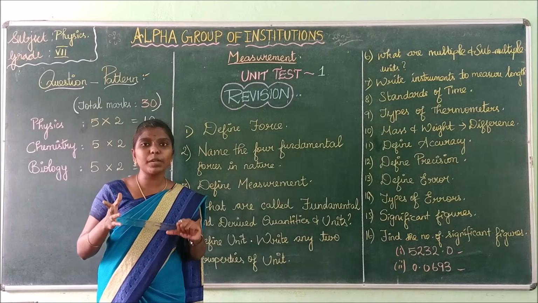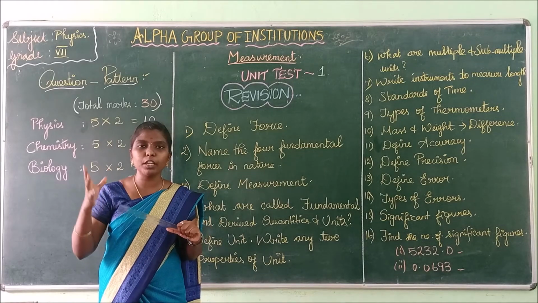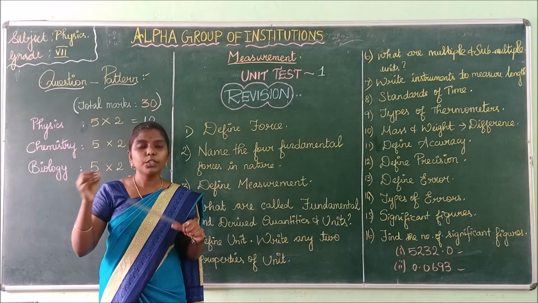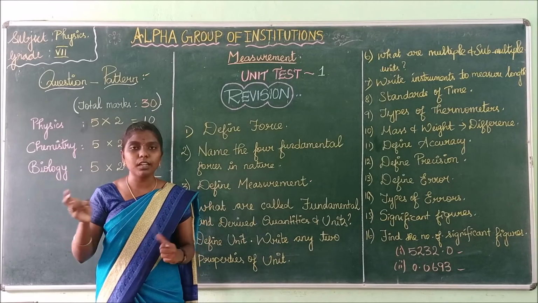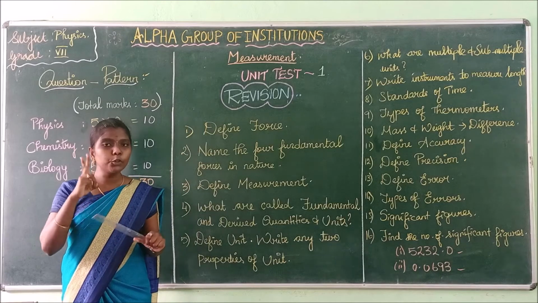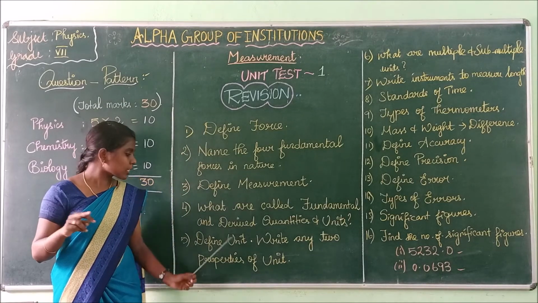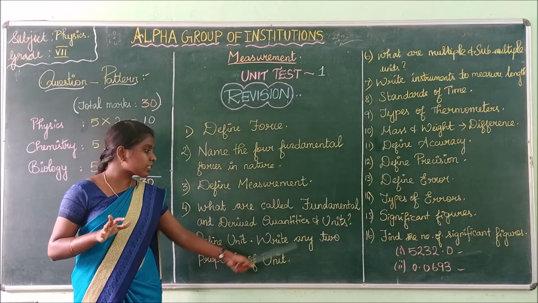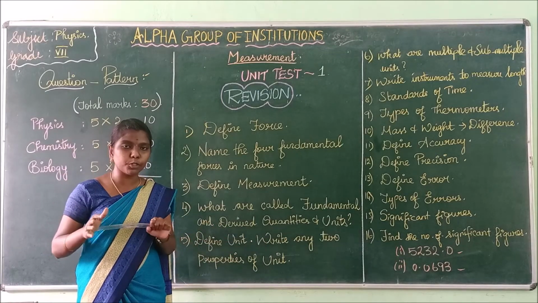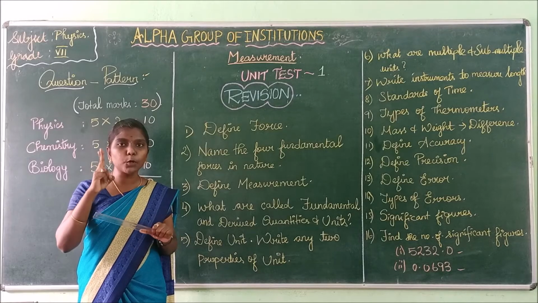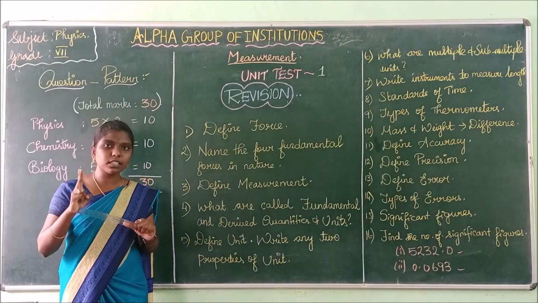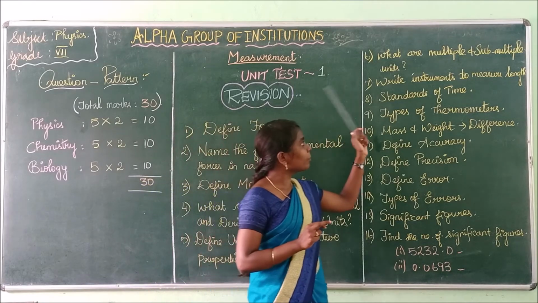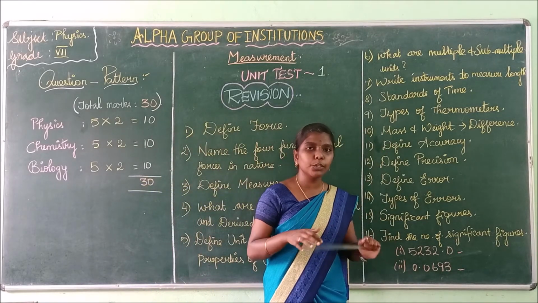What are the properties of unit? Unit should be of suitable size. Unit should be reproducible. Unit should be well defined. Likewise, you have to write any two properties. If they ask only define unit, write only the definition. Or if they ask for any two properties of unit, write only the properties. Is it clear? Good. The next question is, what are multiple and submultiple units?